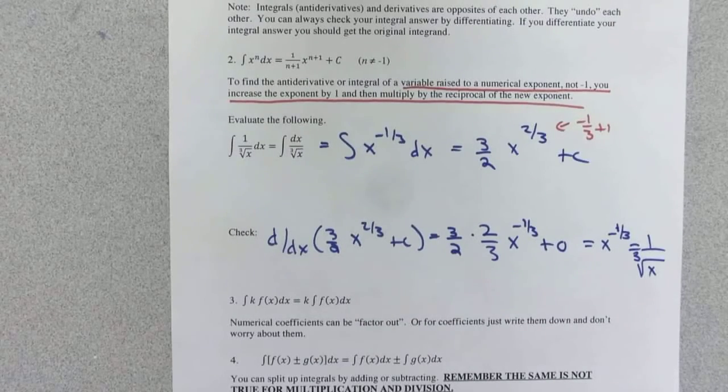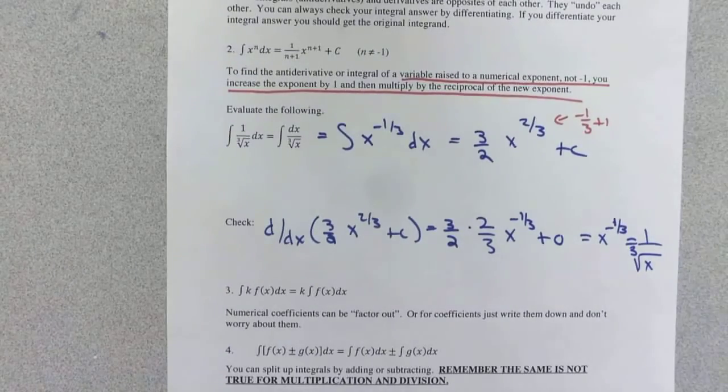Okay, next basic rule. The integral of k times f of x dx is k times the integral of f of x dx, that is, you can factor out numerical coefficients, or for coefficients, just write them down and don't worry about them. Just the same as it is in differentiation. If it was pathetically simple in differentiation, it'll be pathetically simple in antidifferentiation.